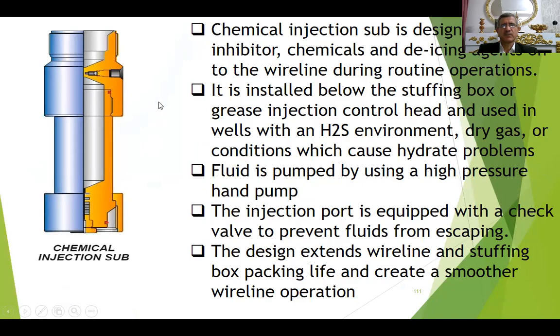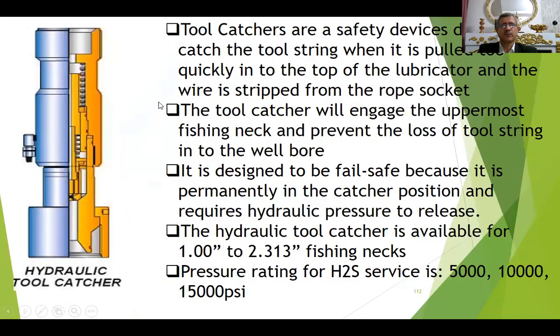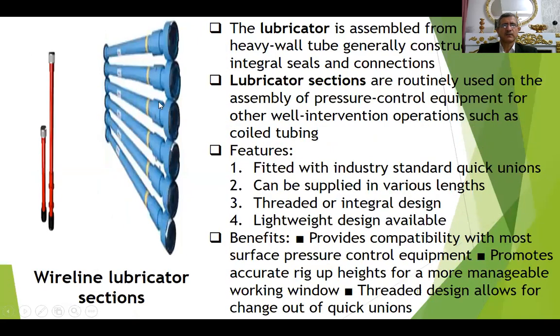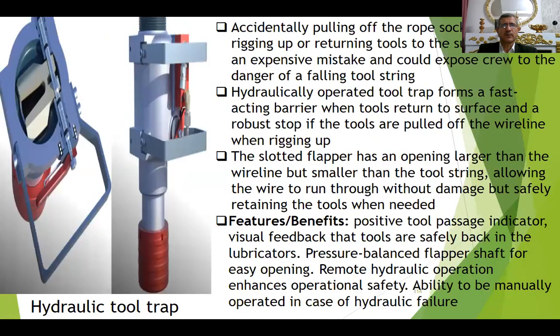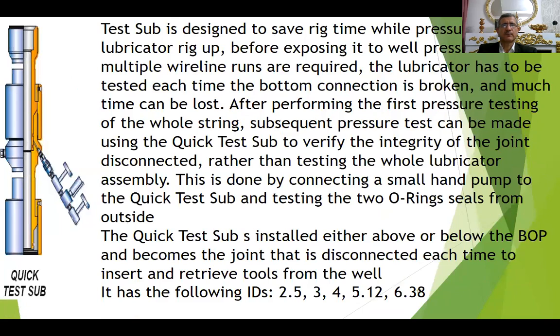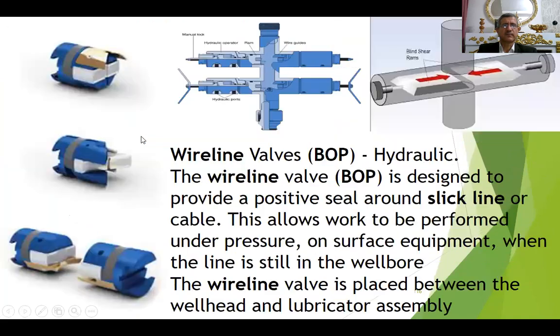This is the chemical injection sub. We can take them one by one. Hydraulic tool catcher, wireline lubricator sections. We have the hydraulic tool trap, and the quick test sub. This one, we can test the lubricator only once.